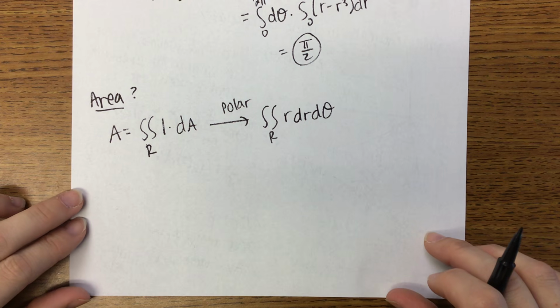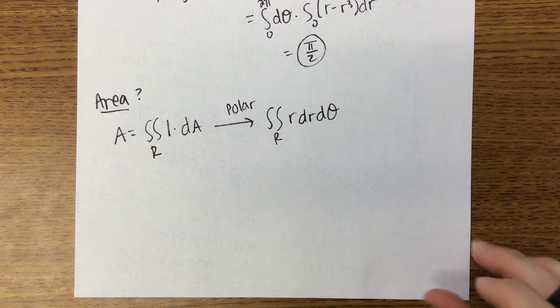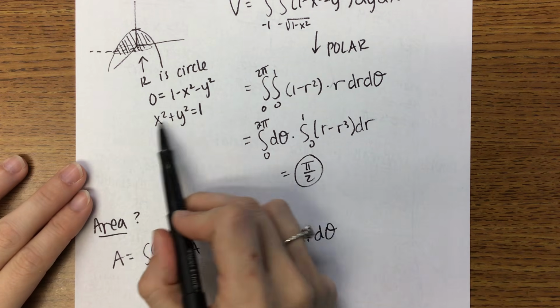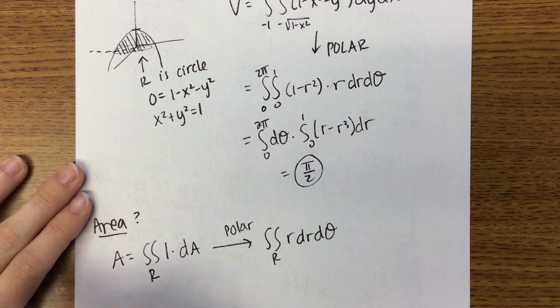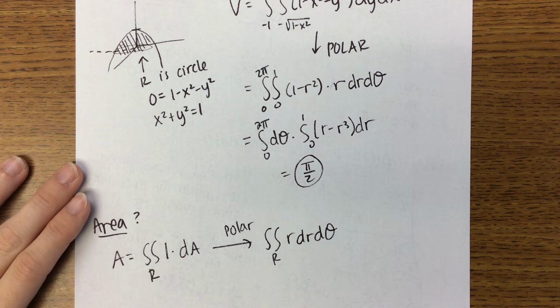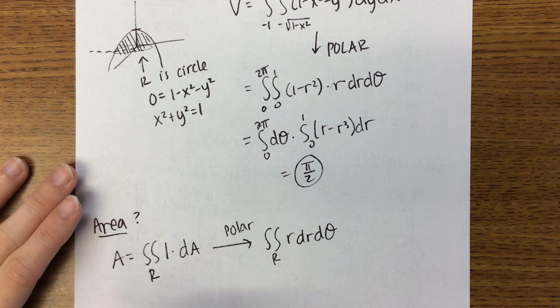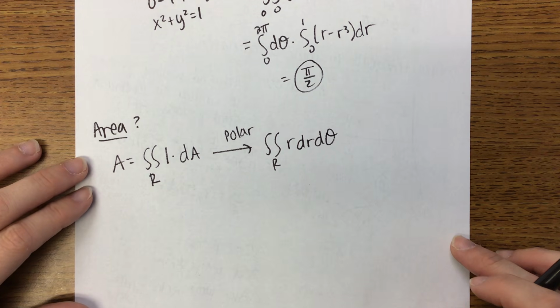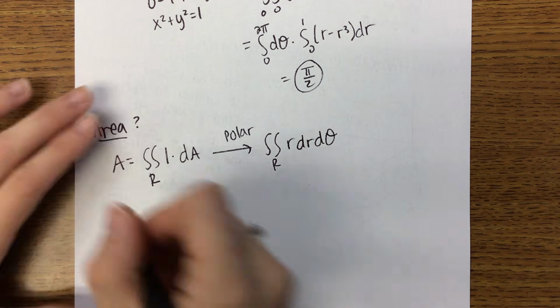Yeah. In the previous example, where'd you get the radius going from 0 to 1? From this circle, the x squared plus y squared equals 1. Oh, this is just in setup. Good. Yeah. Okay. Anything else? Great. Next example.